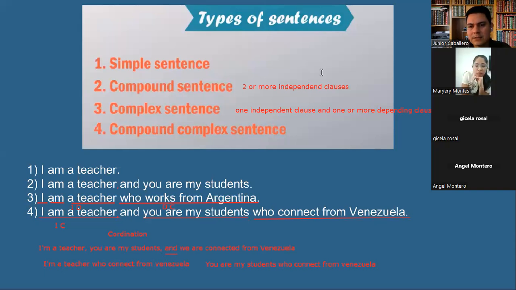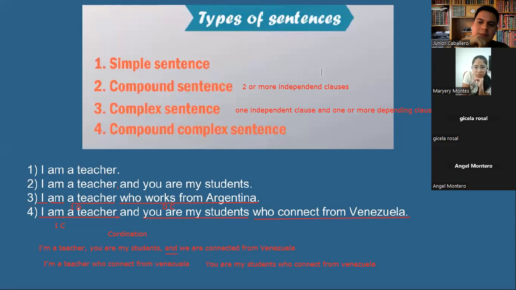A ver, what about this one? We are working with the class. No, I'm not sure. Pudiese ser, estamos trabajando con los compañeros de clase quienes se conectan desde X país. Pudiese ser, a ver, we are working with the classmates who connect from other country.